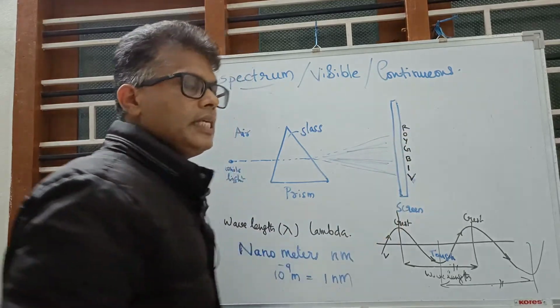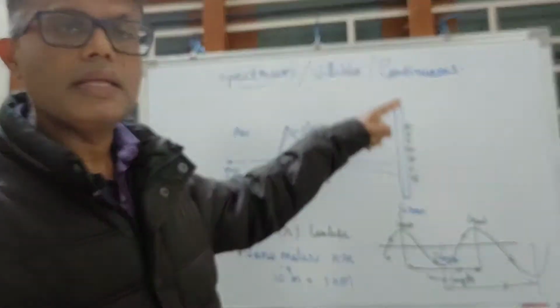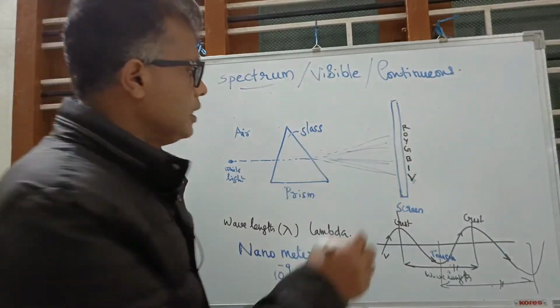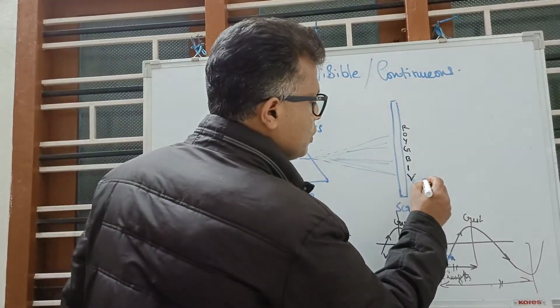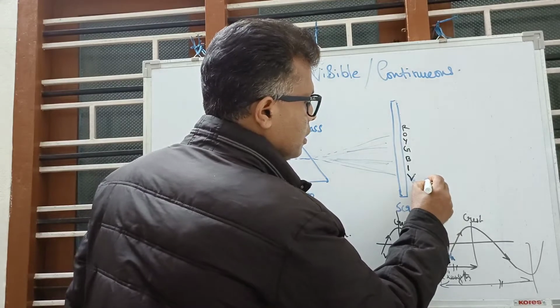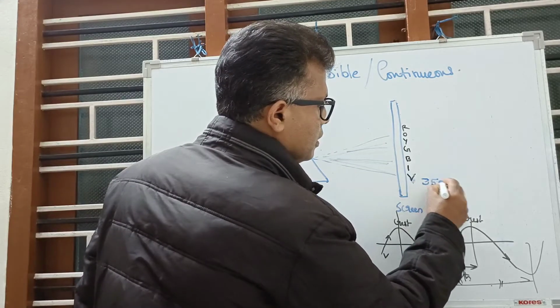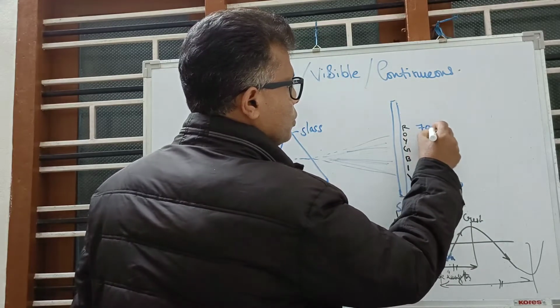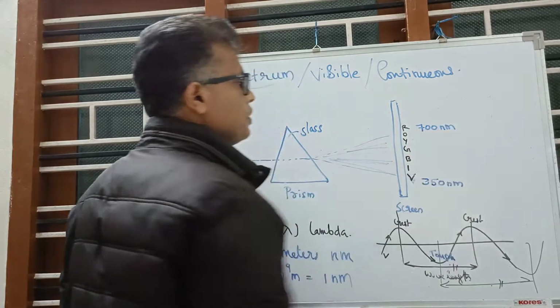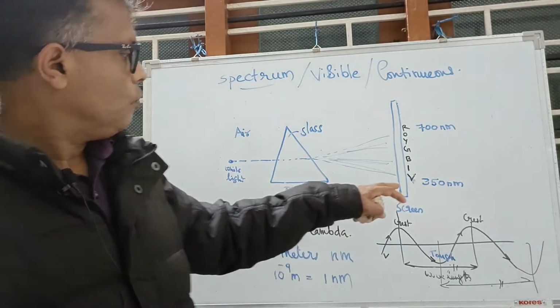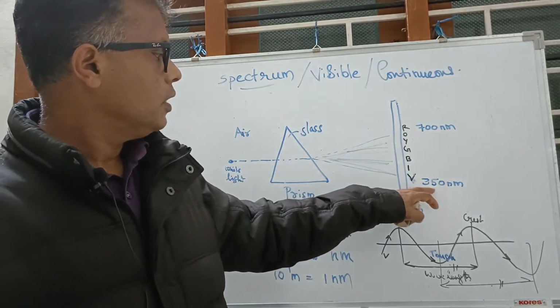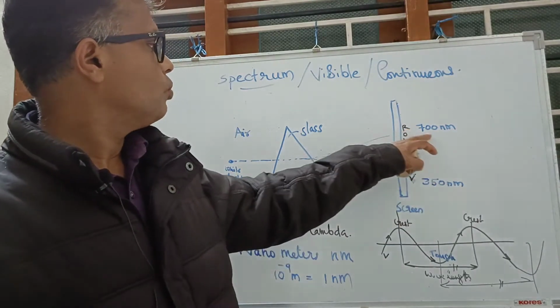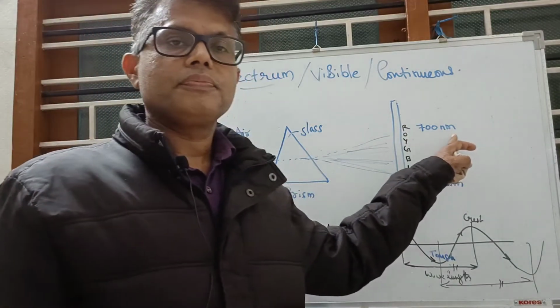So we will just see, these are the visible range of the spectrum. We will just see the nanometer range. This one is from 350 nanometers to 700 nanometers. So the visible spectrum is from 350 nanometers to 700 nanometers.